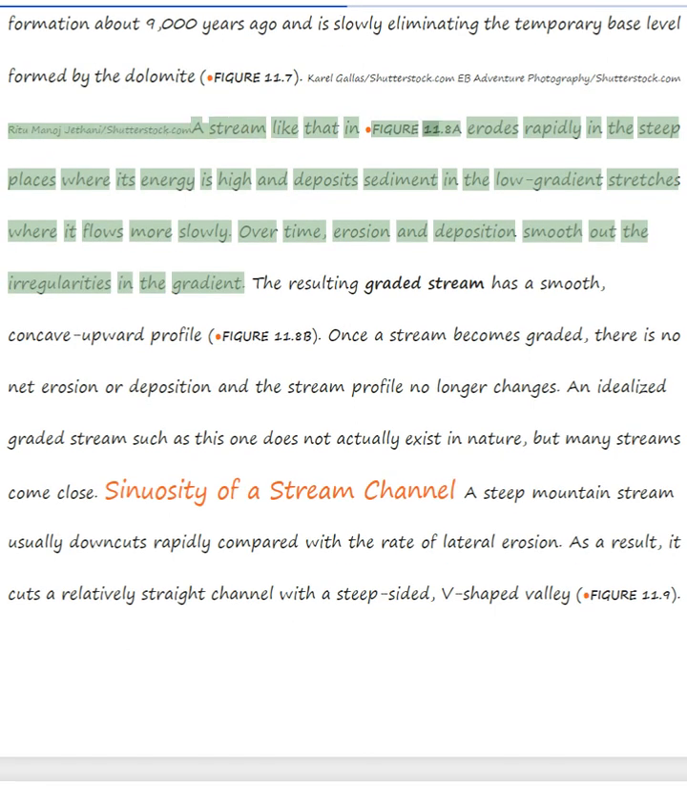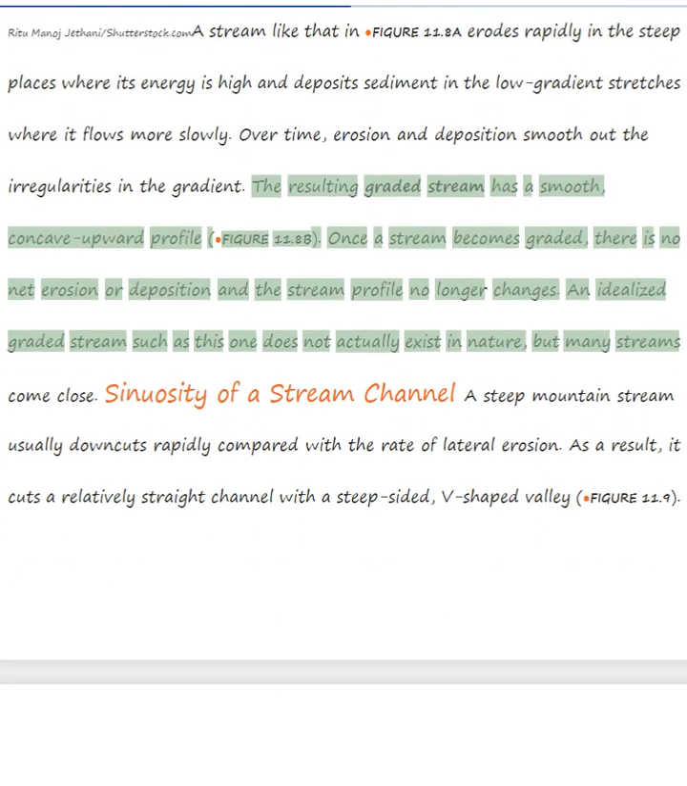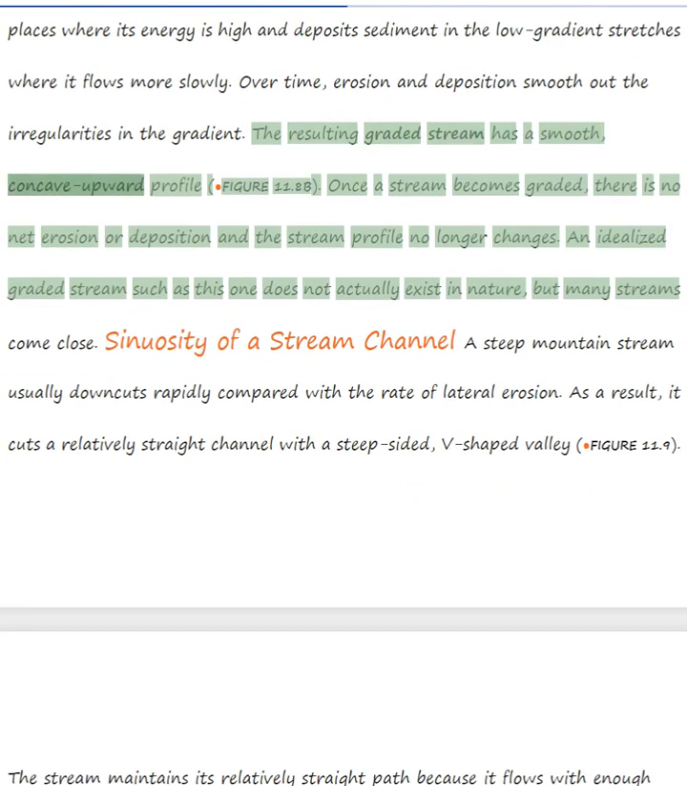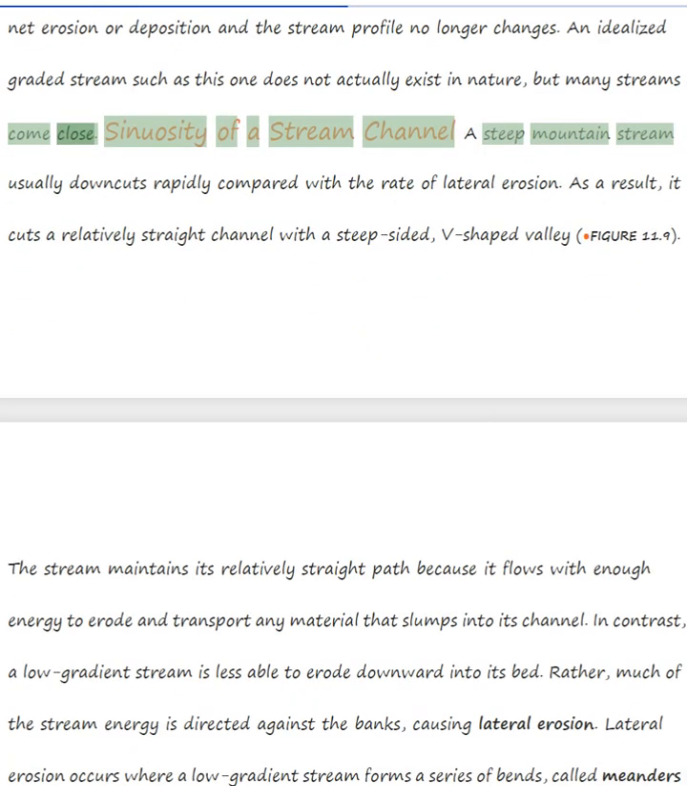A stream like that in Figure 11.8a erodes rapidly in the steep places where its energy is high and deposits sediment in the low gradient stretches where it flows more slowly. Over time, erosion and deposition smooth out the irregularities in the gradient. The resulting graded stream has a smooth, concave upward profile. Once a stream becomes graded, there is no net erosion or deposition and the stream profile no longer changes. An idealized graded stream such as this one does not actually exist in nature, but many streams come close.